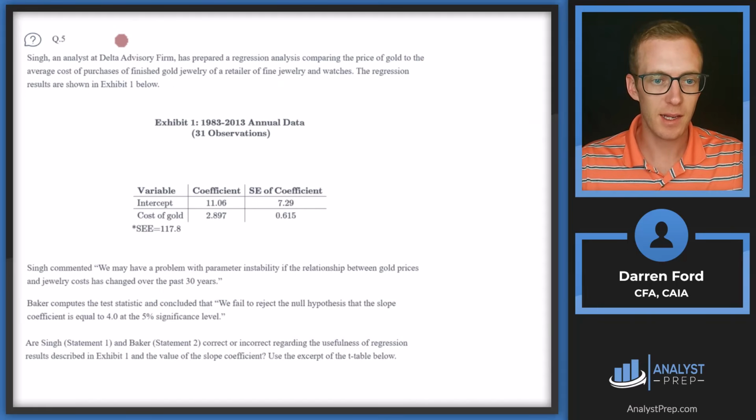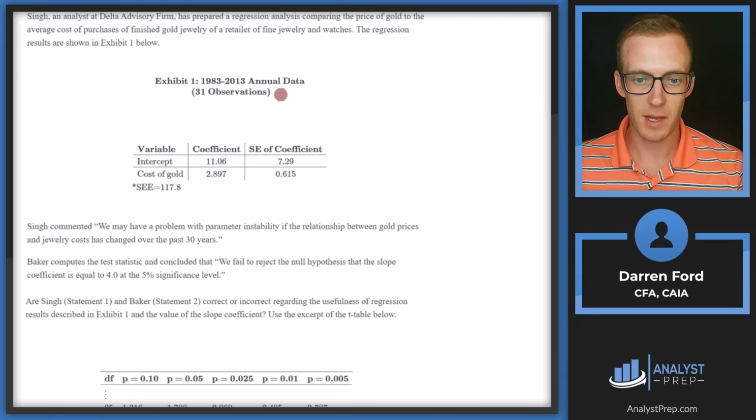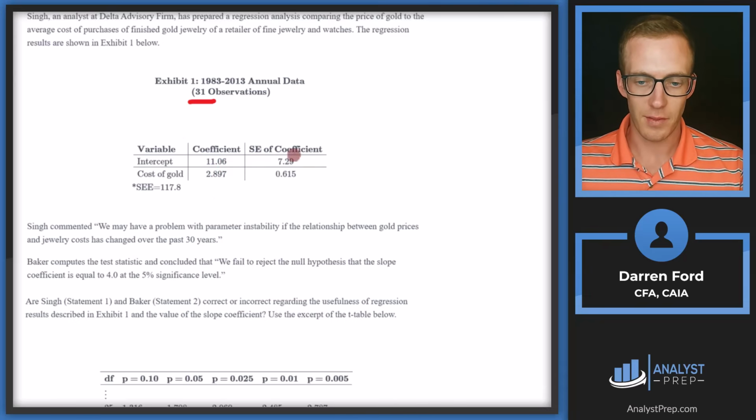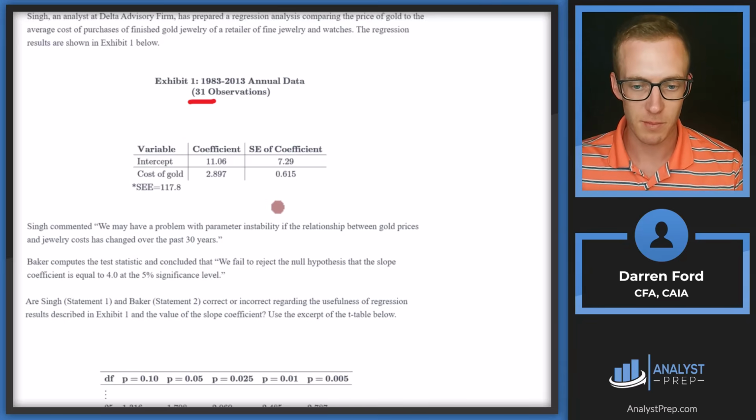Question 5. Singh, an analyst at Delta Advisory Firm, has prepared a regression analysis comparing the price of gold to the average cost of purchases of finished gold jewelry of a retailer of fine jewelry and watches. The regression results are shown in Exhibit 1 below. So we've got our exhibit, annual data, so 31 observations, and then we've got our intercept and coefficient, the cost of gold and the coefficient, and then those standard errors. Singh commented, "We may have a problem with parameter instability if the relationship between gold prices and jewelry costs has changed over the past 30 years.